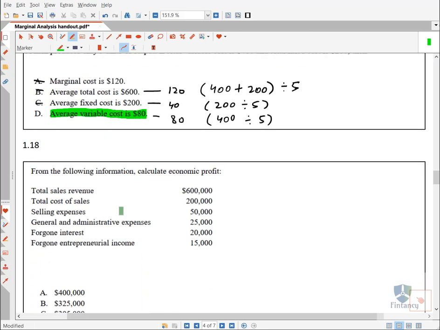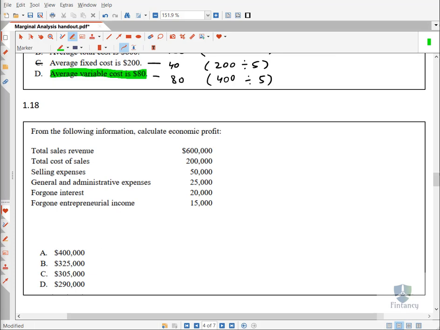Let's move ahead. 1.18. Sherry, please read this. From the following information, calculate economic profit. Thank you so much. Okay, so Sherry, can you tell me what is the formula for calculating economic profit? Revenue less implicit cost. Okay, revenue minus explicit cost minus implicit cost.